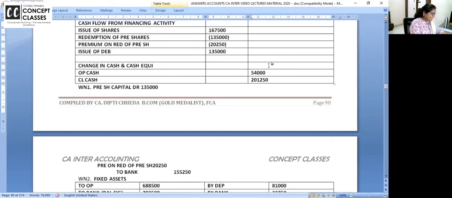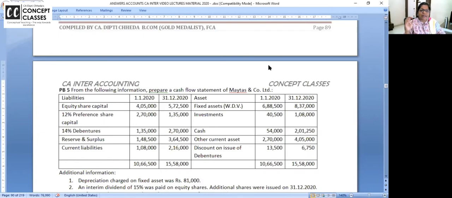201250 minus 54,000. So that is coming to 147,250. 147,250 is the increase in cash. But ये increase in cash, how much is investing and all? We'll come to know now. Is this smart work clear? I want to repeat, write opening cash, closing cash and change in cash now only. Next is other current assets that we will take care in the working capital.